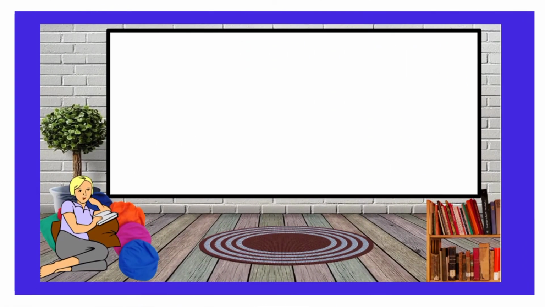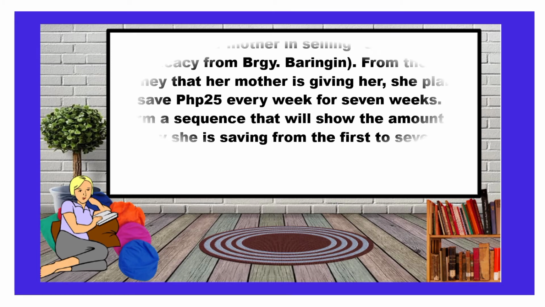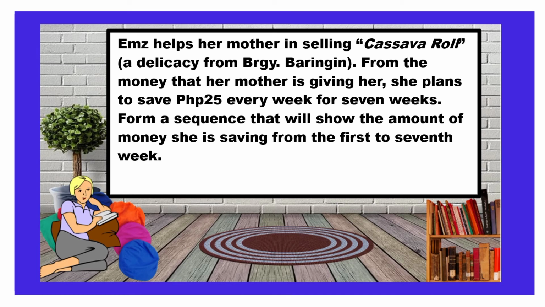Let's examine the problem. Ems helps her mother in selling cassava roll, a delicacy from Barangay Baringin. From the money that her mother is giving her, she plans to save 25 pesos per week for 7 weeks. Form a sequence that will show the amount of money she is saving from the 1st to 7th week.